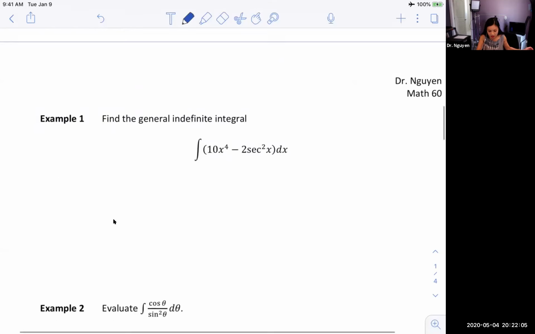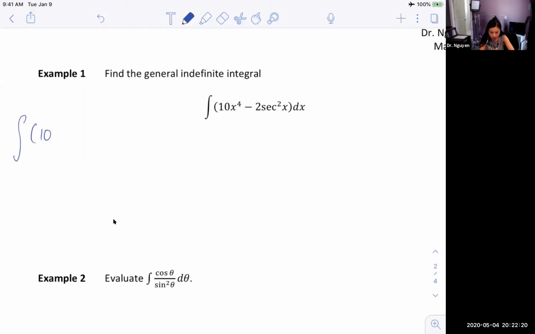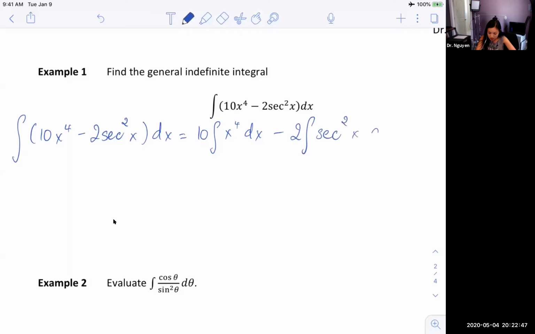The first problem, as you can see, has the power and the trig function. So I can definitely take out the constant. The integral of (10x to the 4th minus 2 secant square x) dx. Let's just break the integral and take the constant outside. So I have x to the 4th dx minus 2 integral secant square of x dx.